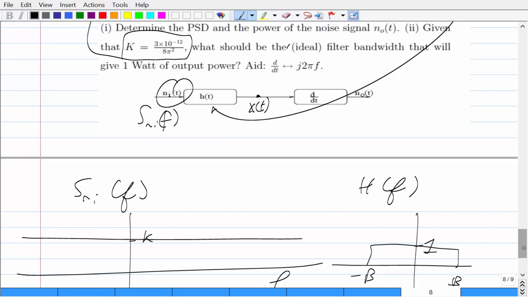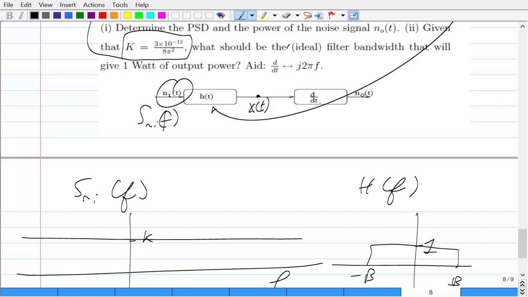So if I want to figure out, let's go step by step. I want to figure out what the output power spectral density is. So I have to figure out what the power spectral density is right after you pass it through the low-pass filter, and then one more time when you pass it through your differentiator. So there's going to be a chain of LTI systems. You have to filter it once, and then twice, both using a low-pass filter and then an ideal differentiator.